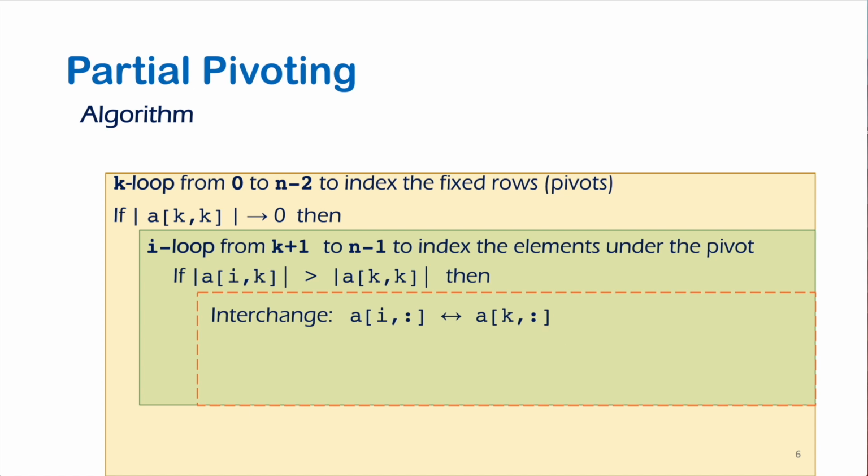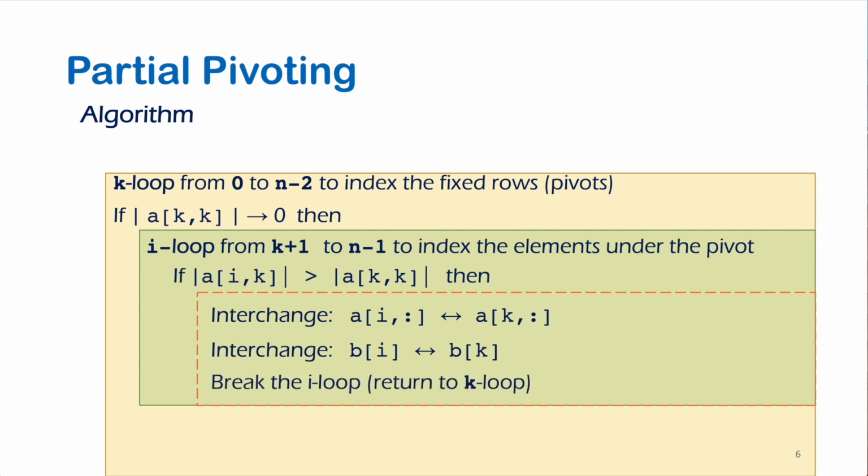So we will replace, or we will interchange, both rows completely. Then we interchange the corresponding B vector elements. At the end, we should break the I loop. That means we return to the K loop and continue the elimination.